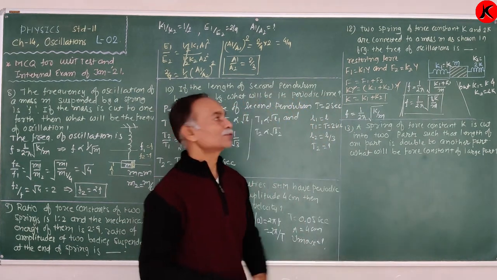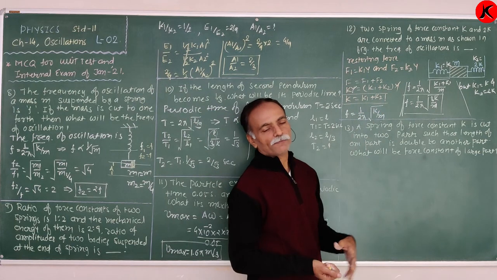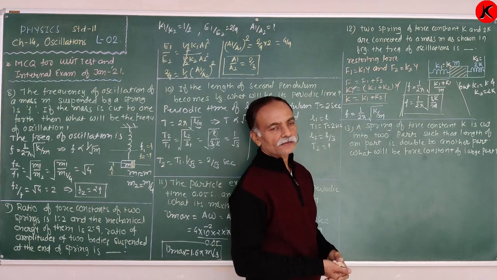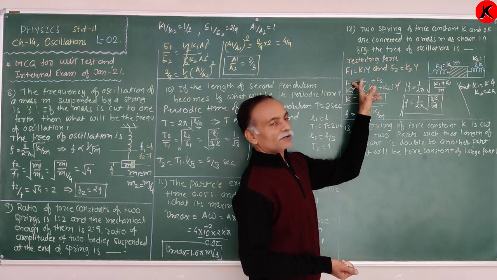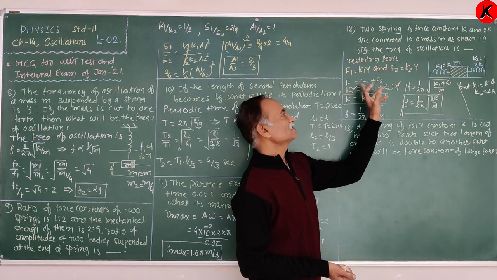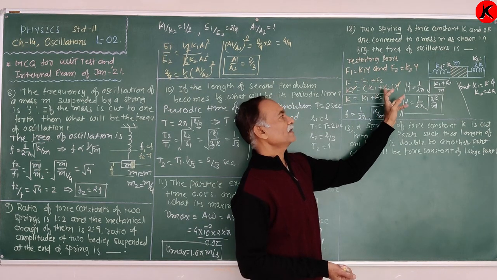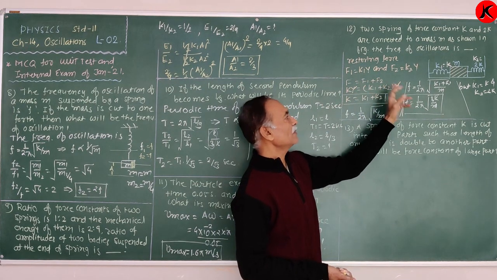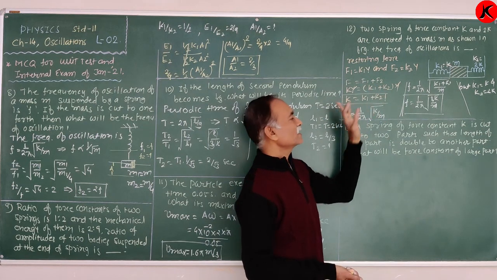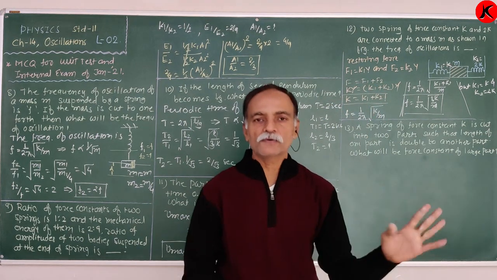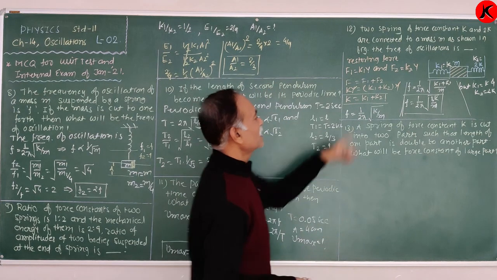And the total restoring force F is equal to F1 plus F2. So the total restoring force F equals K1Y plus K2Y, Y is common, that is cancelled. Therefore, the equivalent force constant of this combination is K equal to K1 plus K2.